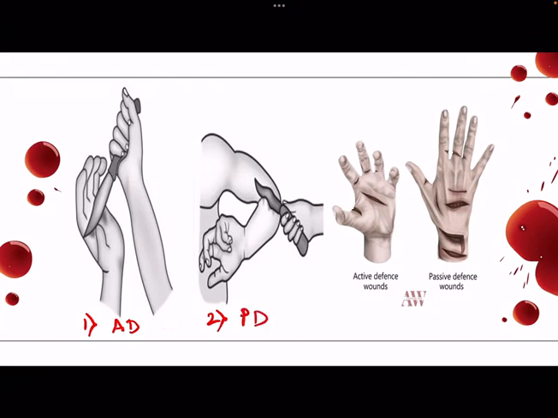In active defense, the person tries to grasp the weapon such that he can get injuries over the palm, fingers and over interdigital areas. Likewise, in case of passive defense, what happens? The victim tries to escape from the assailant, whoever is causing harm. So the injuries may be over the dorsal surface of the forearm, over the palm and over the fingers also. So this is termed as defense wound.